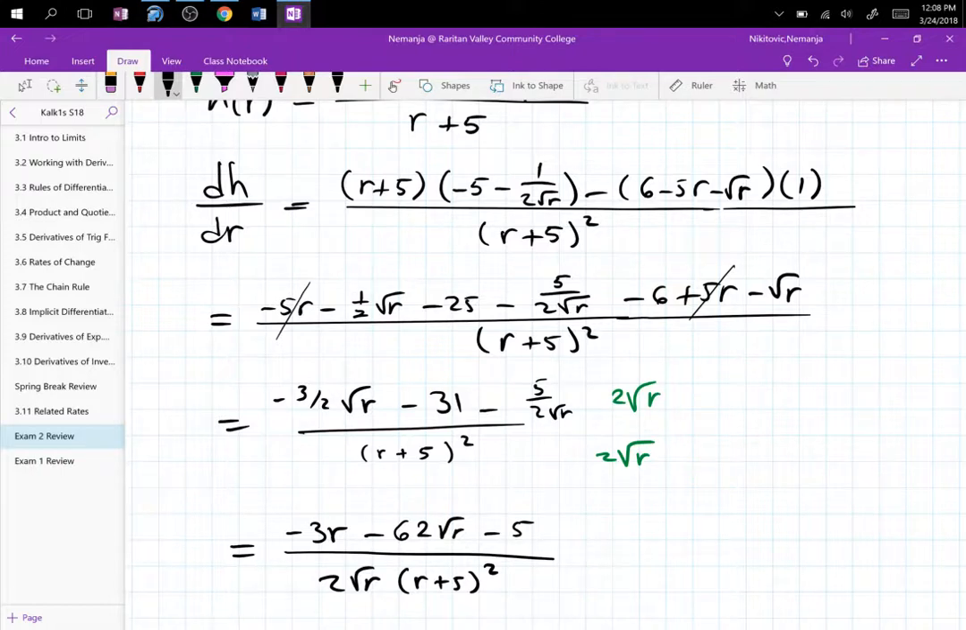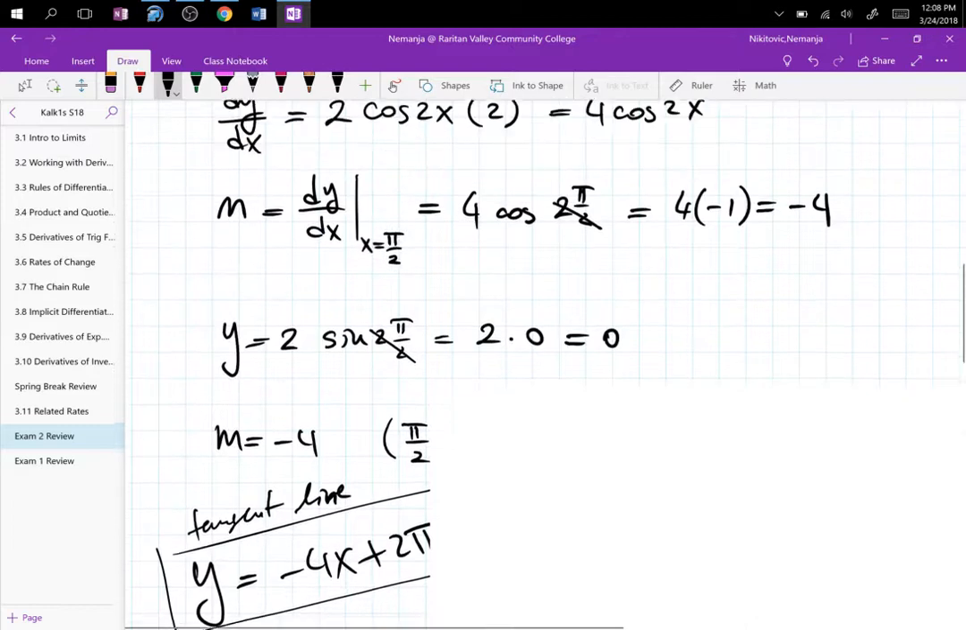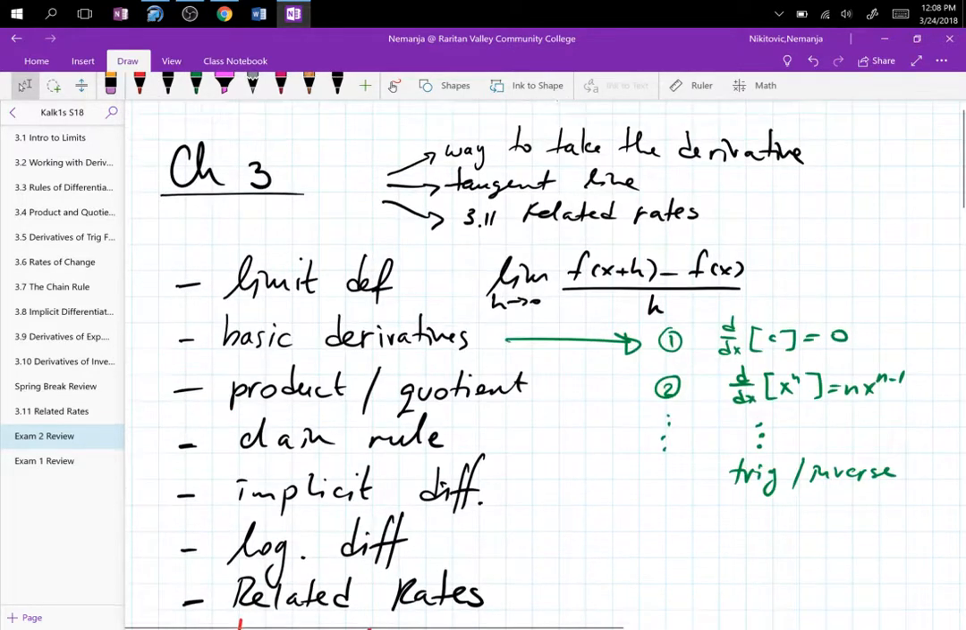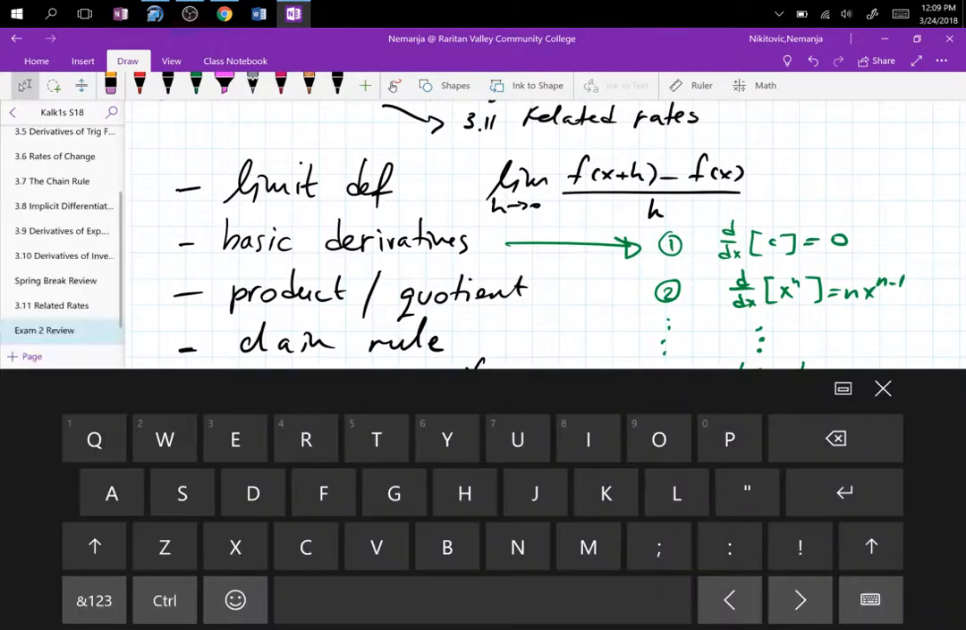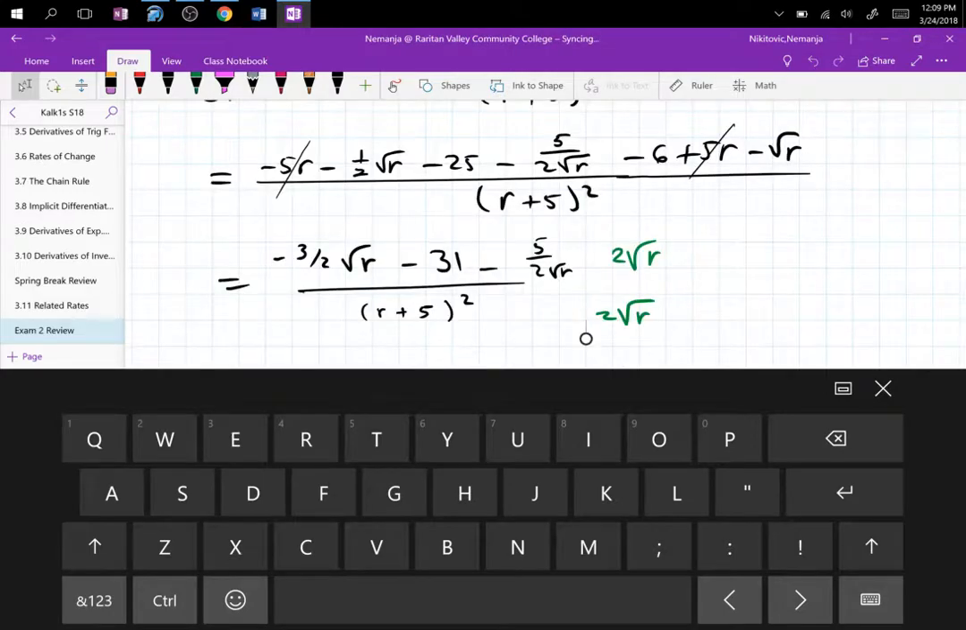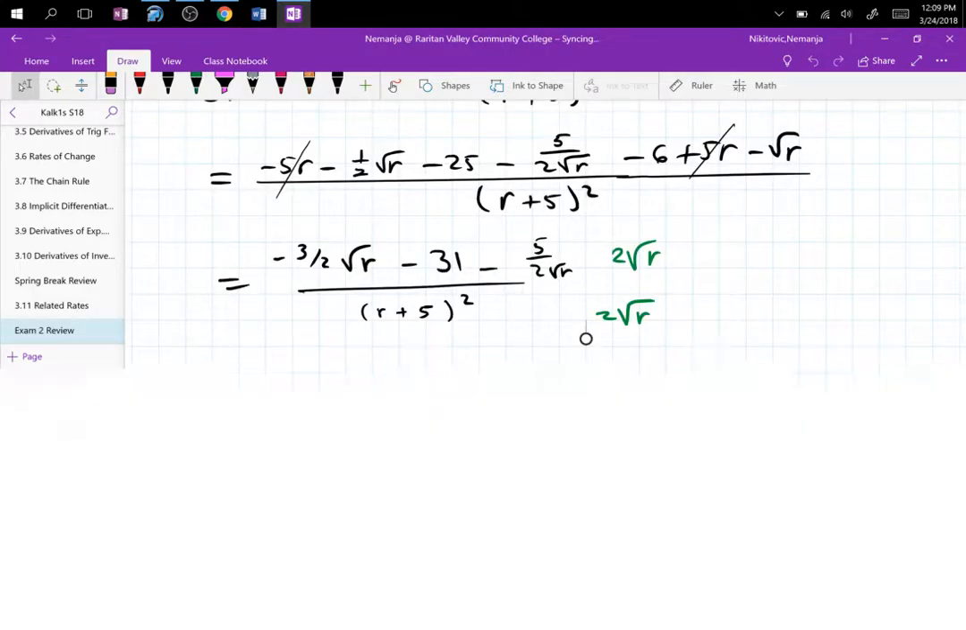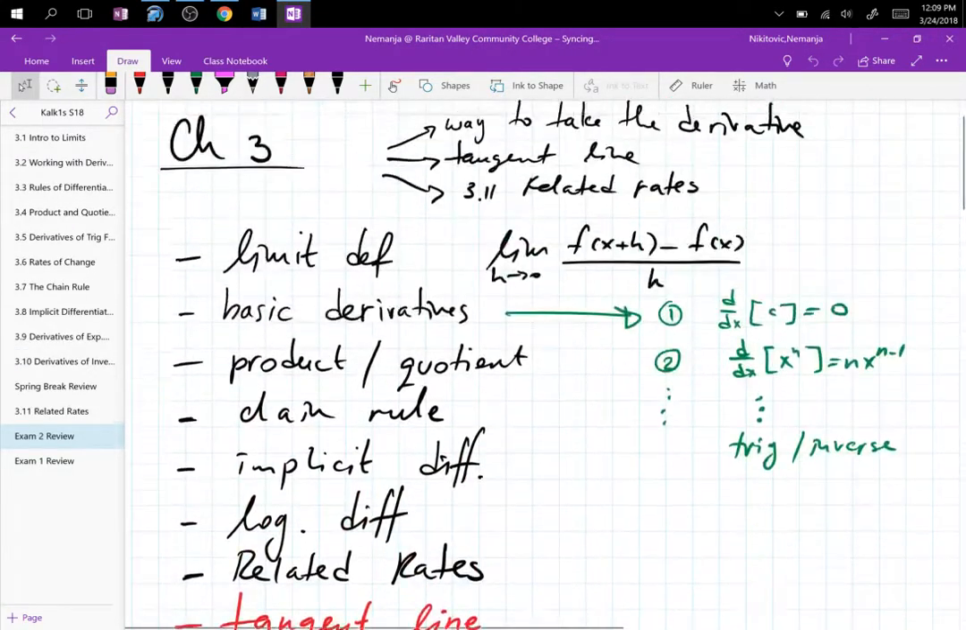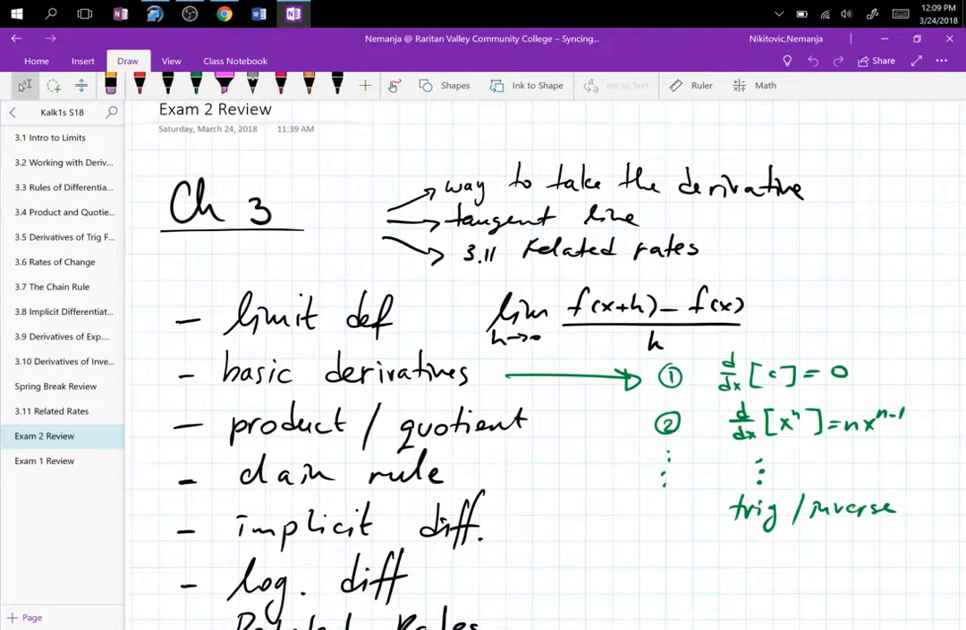We need a list of things that I've memorized. Product rule and quotient rule formulas, the chain rule, right? Implicit differentiation and logarithmic differentiation are processes. They don't have formulas. So product rule has a formula, and then the basic ones have formulas.